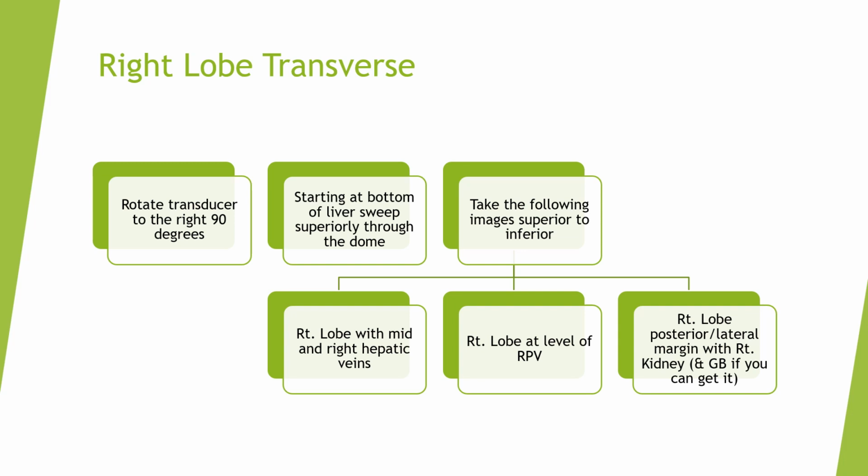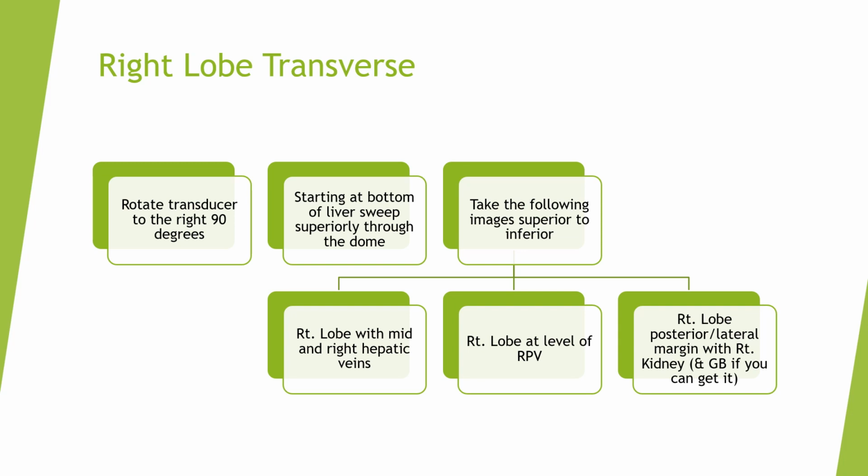Transverse. We want to rotate the transducer 90 degrees to the right for the right lobe of the liver. We're going to start at the bottom and sweep superior till we reach the dome. You want the following images from superior to inferior. You need the right lobe with the mid and right hepatic veins.